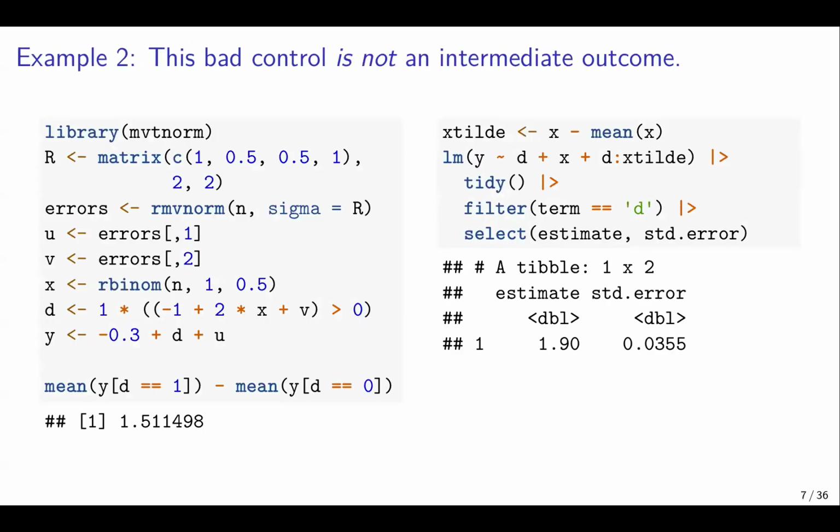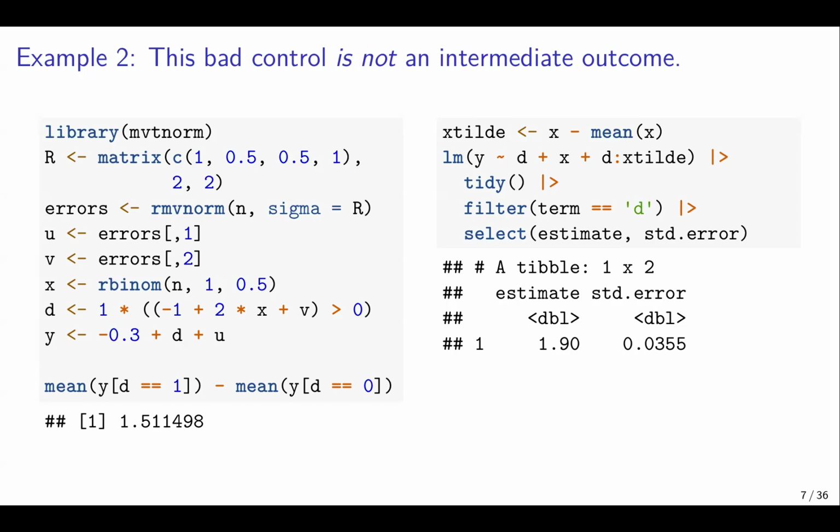Okay, so here is a bad control that is not an intermediate outcome. So here is an x that if you adjust for it, it's going to give you the wrong answer to your causal inference question, but it's not itself an intermediate outcome. So it's not an outcome of the treatment. Okay, this one's going to be a little bit more involved.